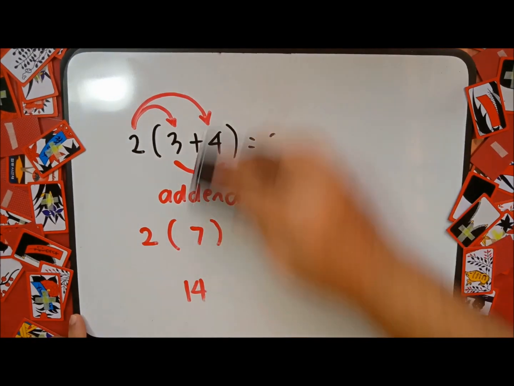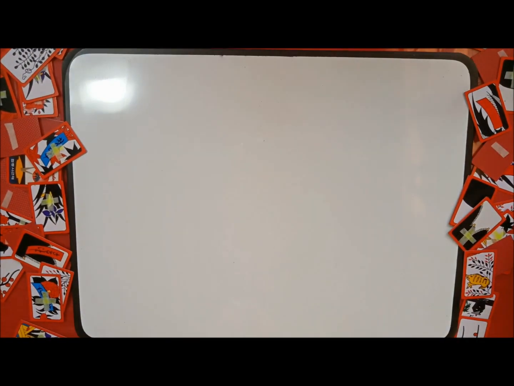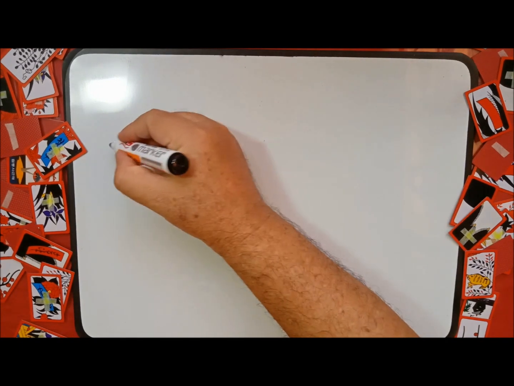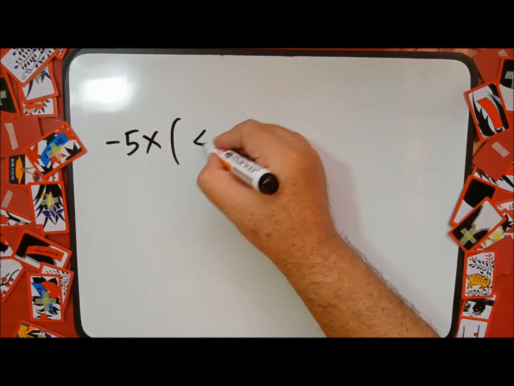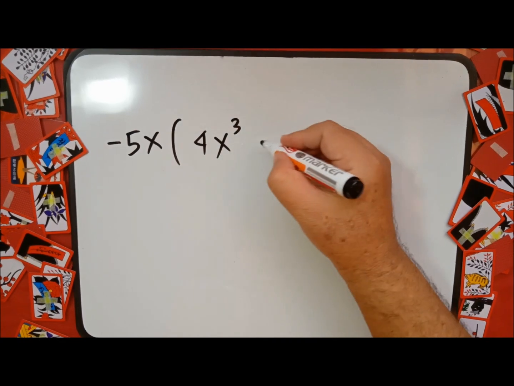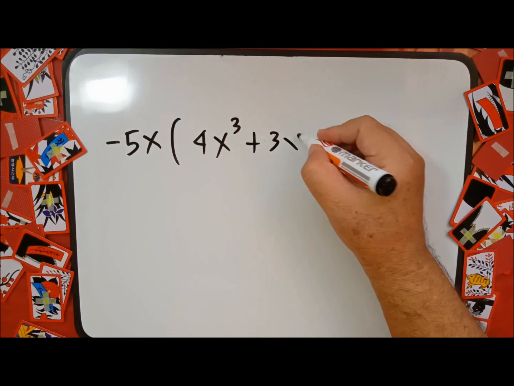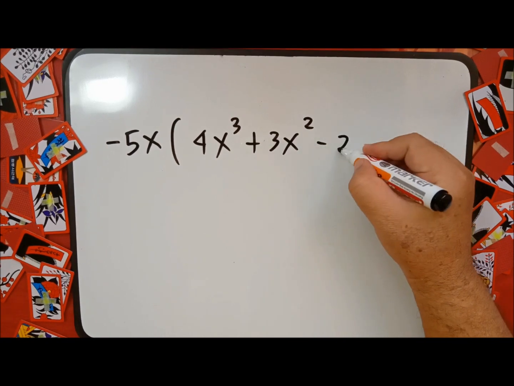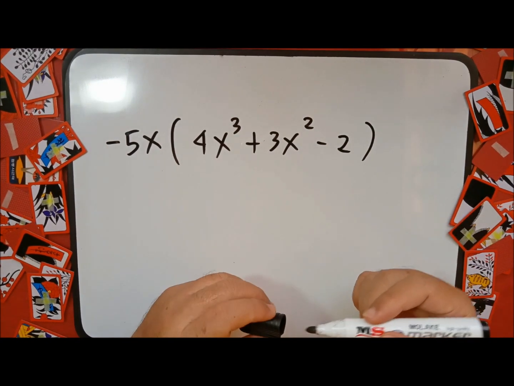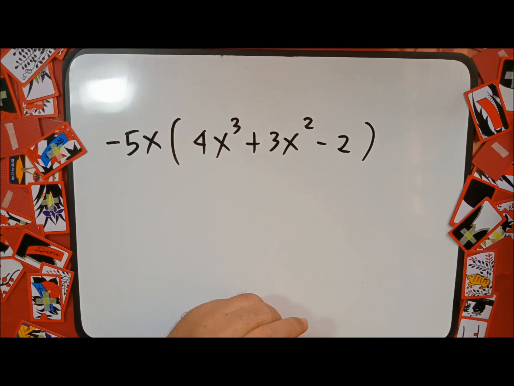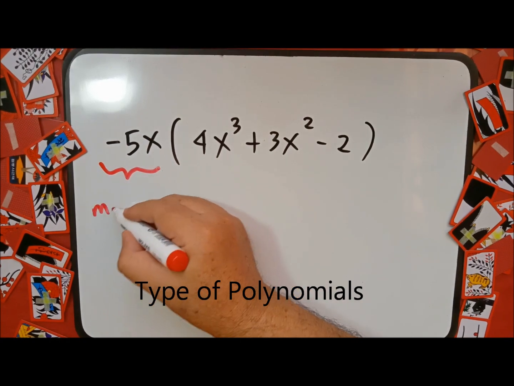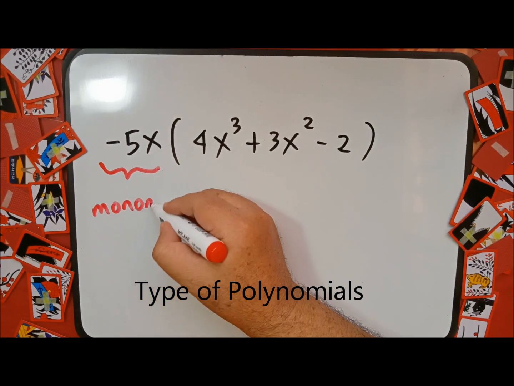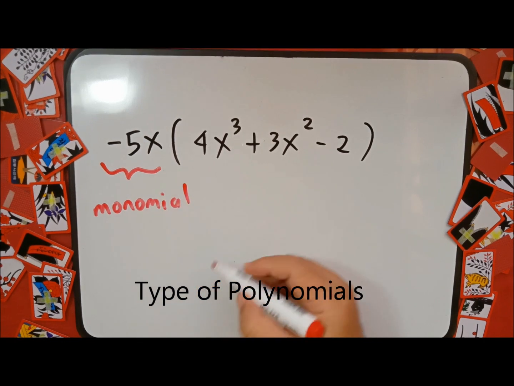Multiplication of polynomials. Let's take an example. Negative 5x times (4x cubed plus 3x squared minus 2). Okay, so what will you do with this? What type of polynomials are they? This is called a monomial, because it has only one term.